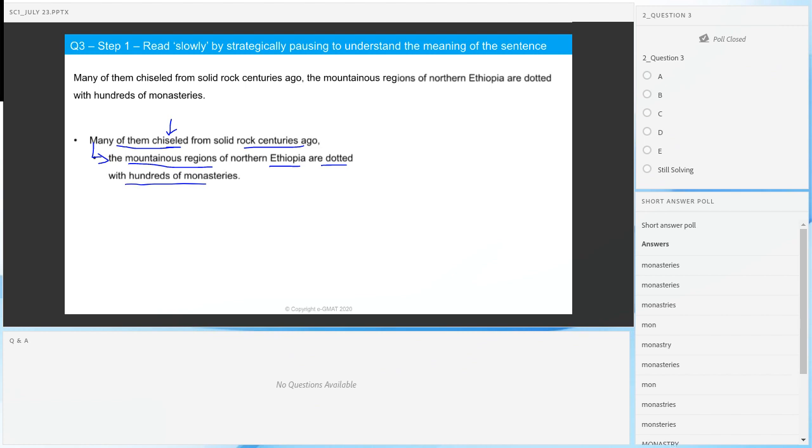Absolutely correct, because those are the man-made objects. And yes, if they are built in the mountainous regions and built out of rock, then it makes all the sense that those people who made those monasteries over there must have chiseled them from the solid rock. So that is what I'm looking for in this sentence. So even if the sentence is not logical, the information in the sentence is enough contextually to make me understand that, hey, what are chiseled are the monasteries and not the mountainous regions. Well done. Very good.